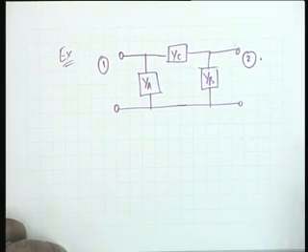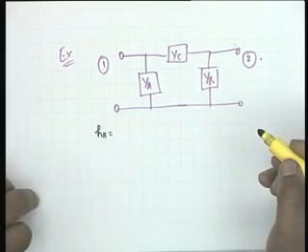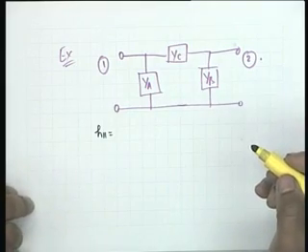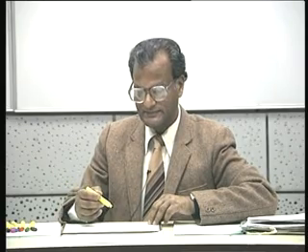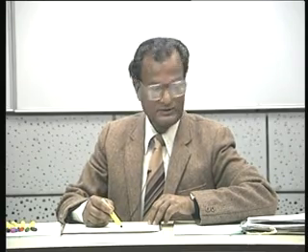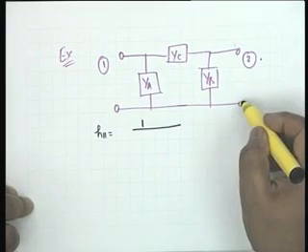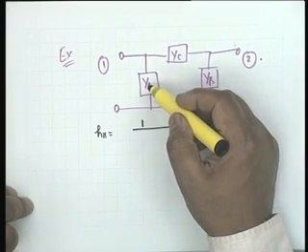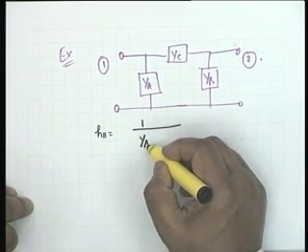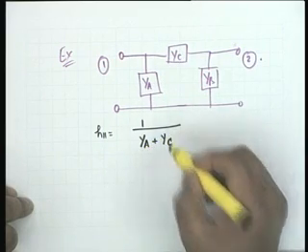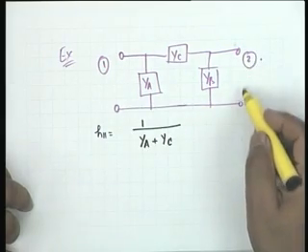The first thing we do is H11. As you know, H11 is 1 by Y11. H11 is the impedance looking here with this short circuited. So, it is simply the parallel combination of YA and YC. So, 1 over YA plus YC. It is the input impedance with the output short circuited.